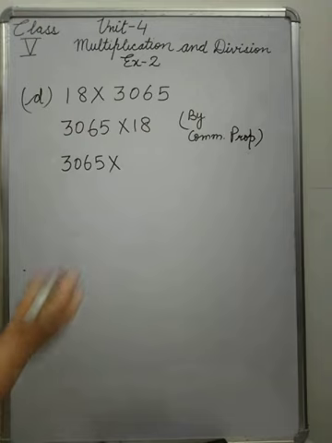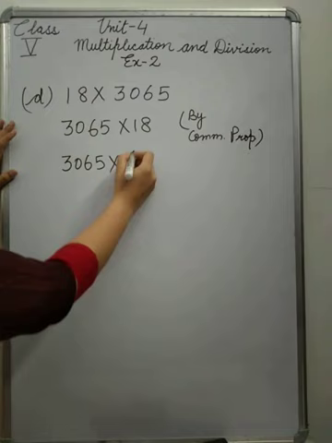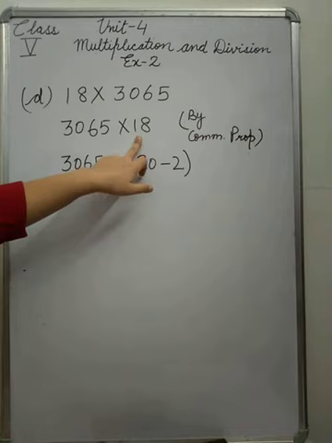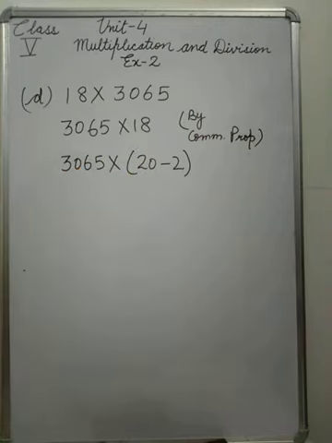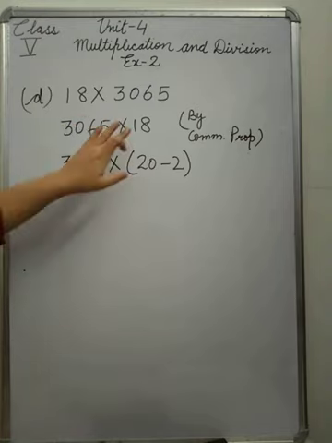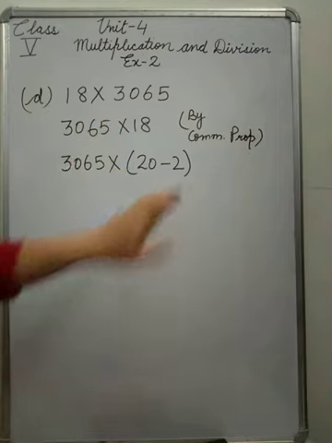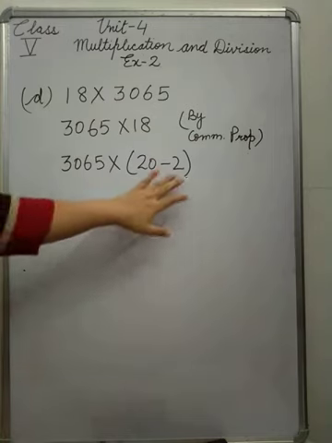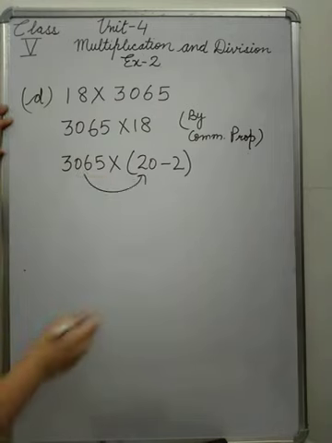Now 18. 18 can be written as 20 minus 2. Very simple. 18 can be written as 20 minus 2. Why am I taking this 3065 here? Because it is the bigger one. I am just taking that side. So 18, I break it as 20 minus 2. Which number do you think is easy to break? Just break that number only. So 20 minus 2.